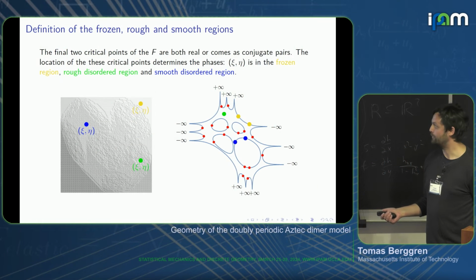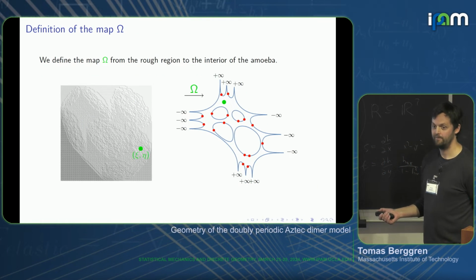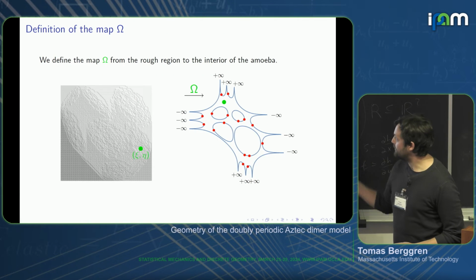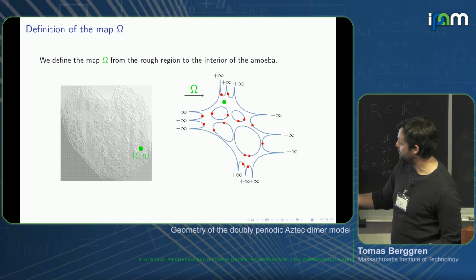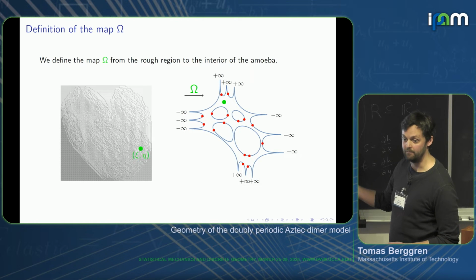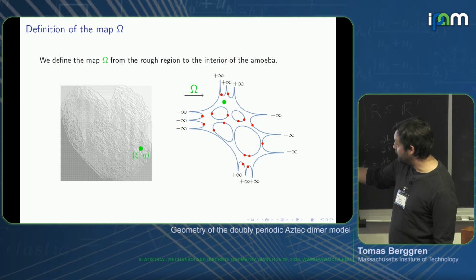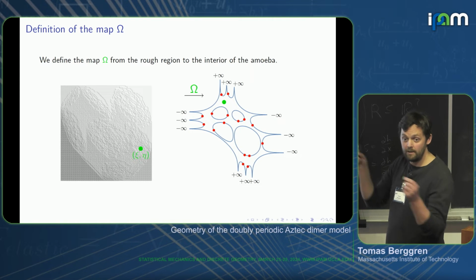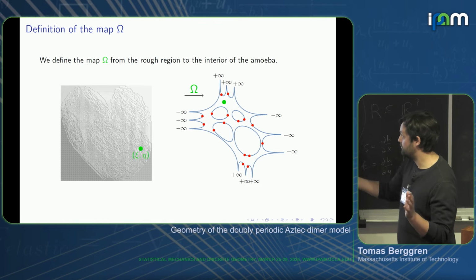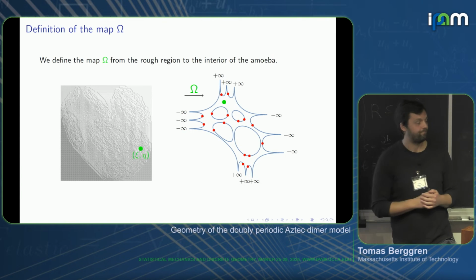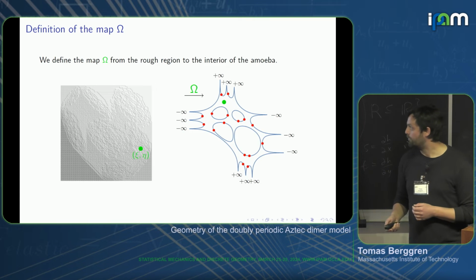Any other questions? Okay, so one thing with this definition is that we get the map from the liquid region to the interior of the amoeba very naturally, right? You take a point in the liquid region, the unique critical point in the interior of the amoeba is how you define your map omega.